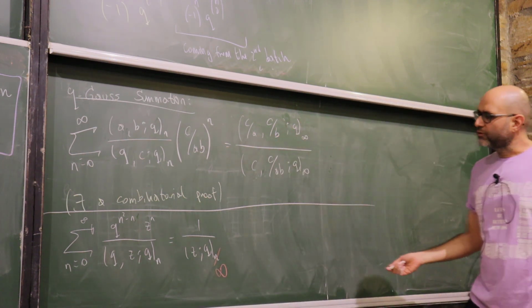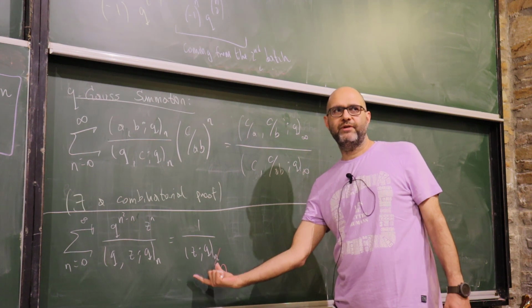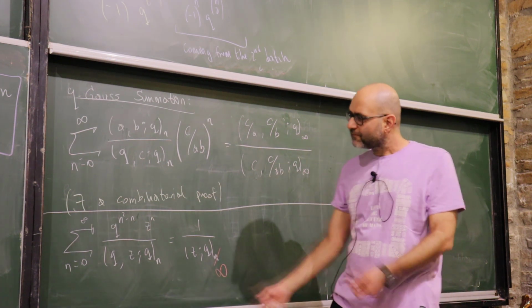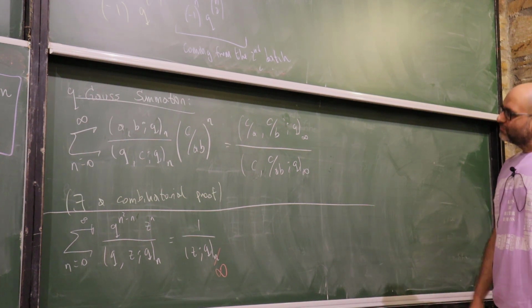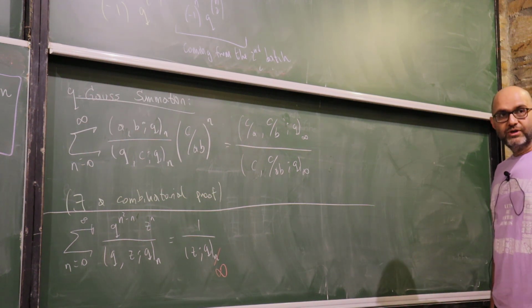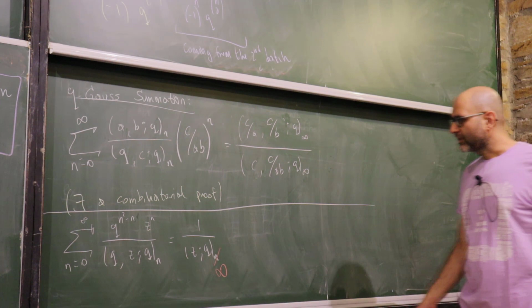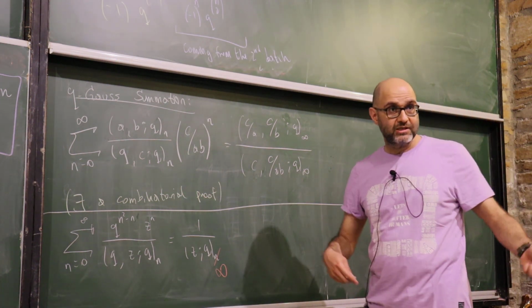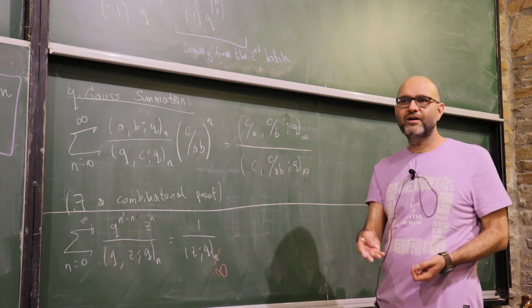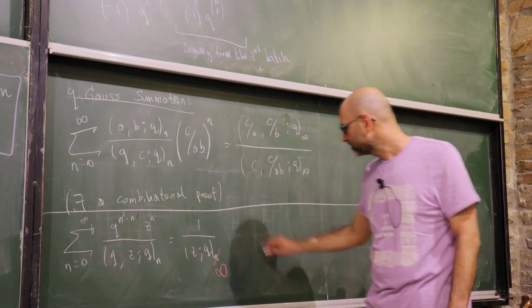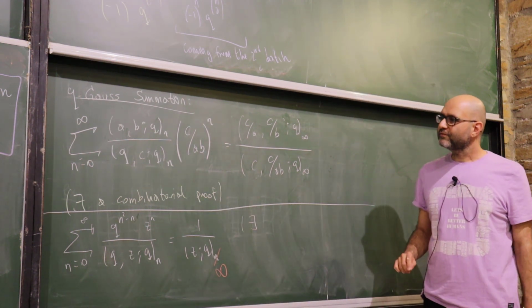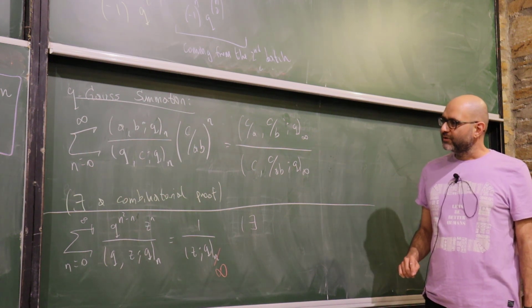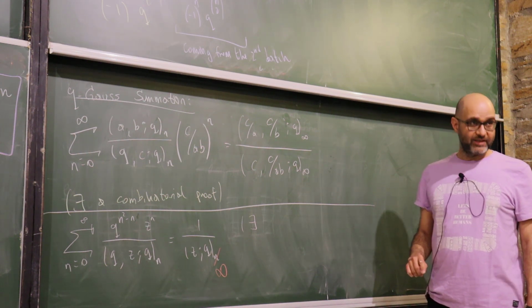If you plug in z equals q, this is the partition function. This generates all partitions. Therefore, the left-hand side must generate all partitions as well. But I'm not giving you the combinatorial explanation at this moment. Maybe if we have time later, I'll give you, or if Ali wants to do it, I'll leave it to him. There's also a nice combinatorial proof, and the combinatorial proof is much less boring than this one.